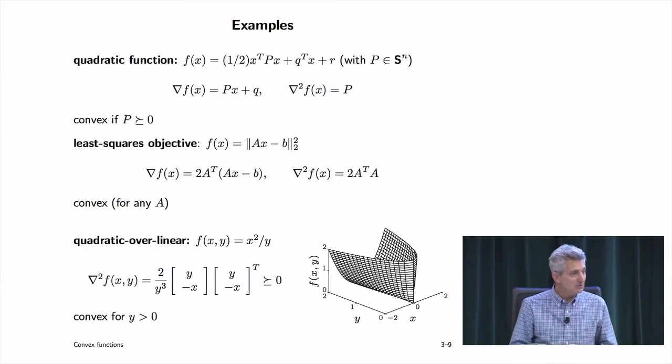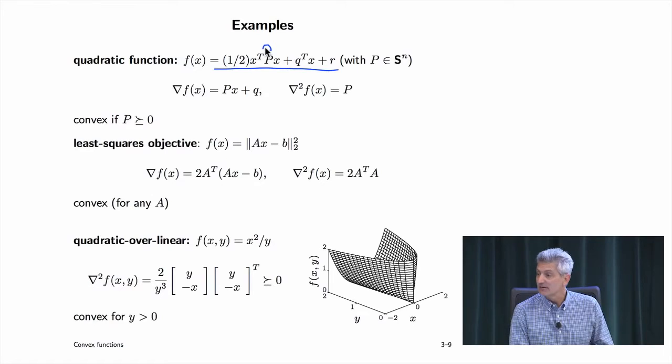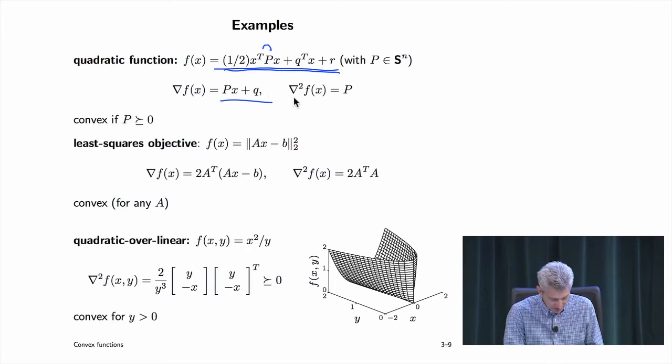Okay, so let's look at some examples. Let's knock off all quadratic functions. Here's a quadratic function. Without loss of generality, we can assume that P here is positive semi-definite, symmetric, because otherwise you get the same quadratic form. The gradient of this function is Px plus q, and the Hessian is P. A quadratic function is convex if and only if its quadratic part is positive semi-definite.